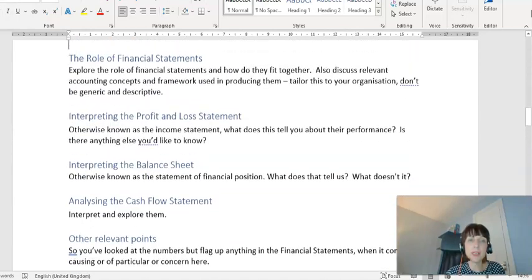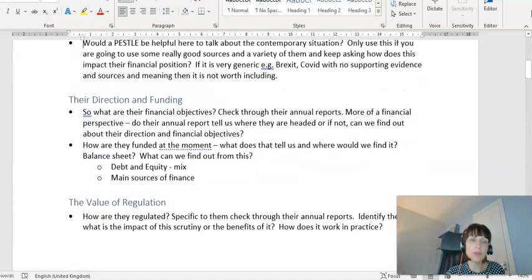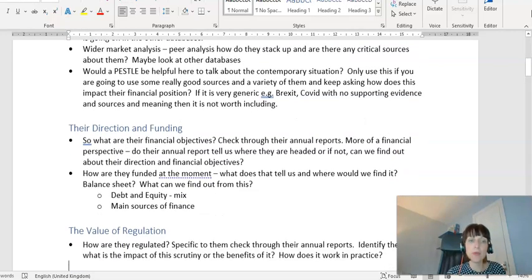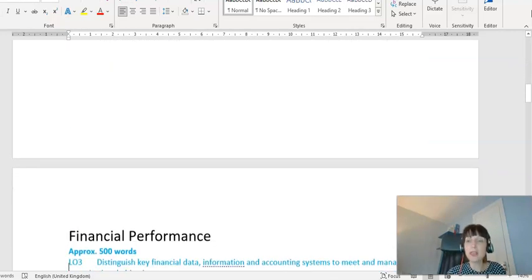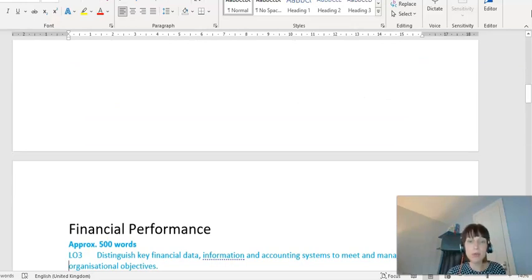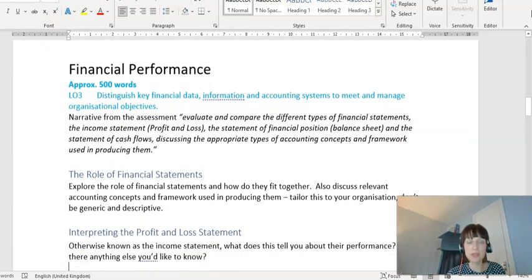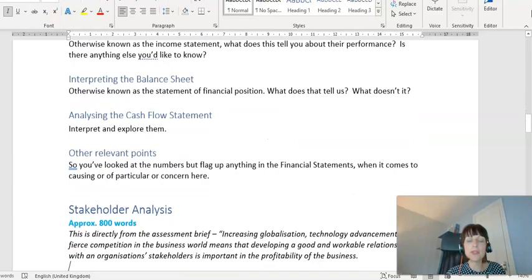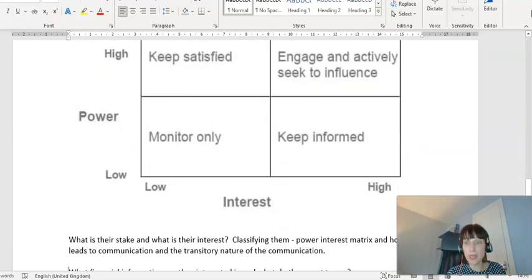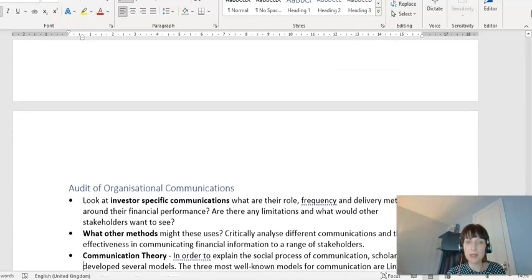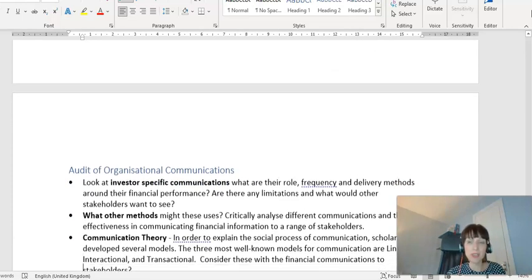We've started off by looking at the organisation as a whole. We've looked at what's going on in the wider environment, what's going on internally, where they are going and how they are funded. We've also looked at how they are regulated. We've then gone on to look at their financial performance, their financial statements and the frameworks that the financial statements are constructed under. And then we've moved on to the stakeholders. So we've looked at who they are, how we can analyse them, what communications are taking place, how they relate to our different stakeholders and how they relate to different communication theory.